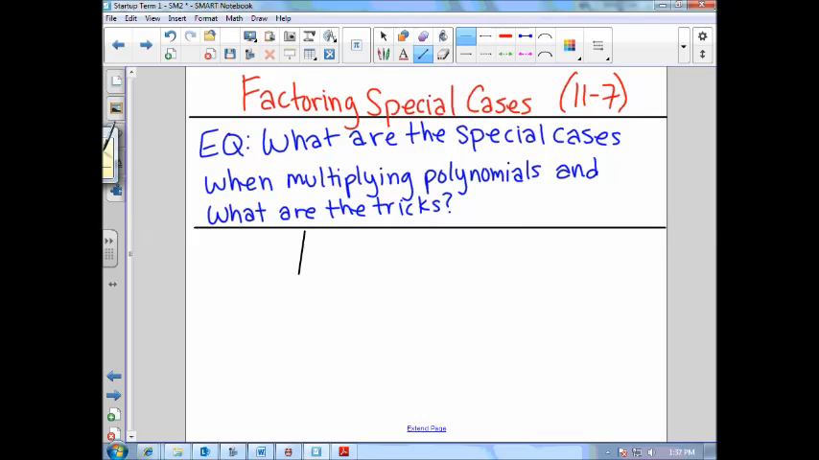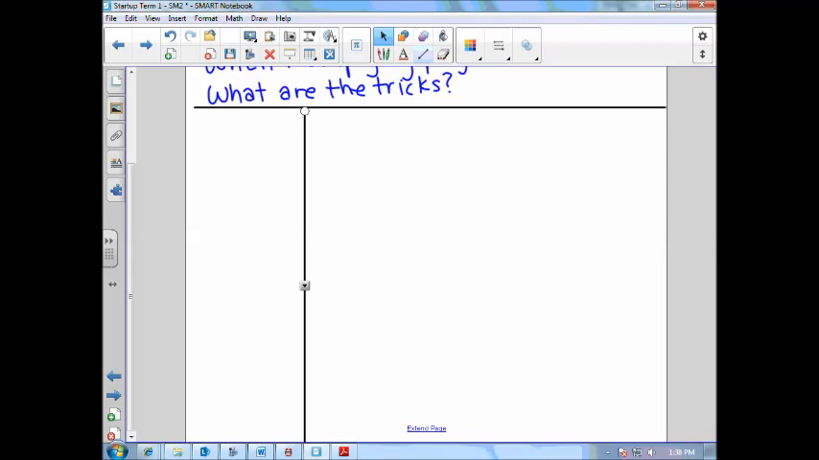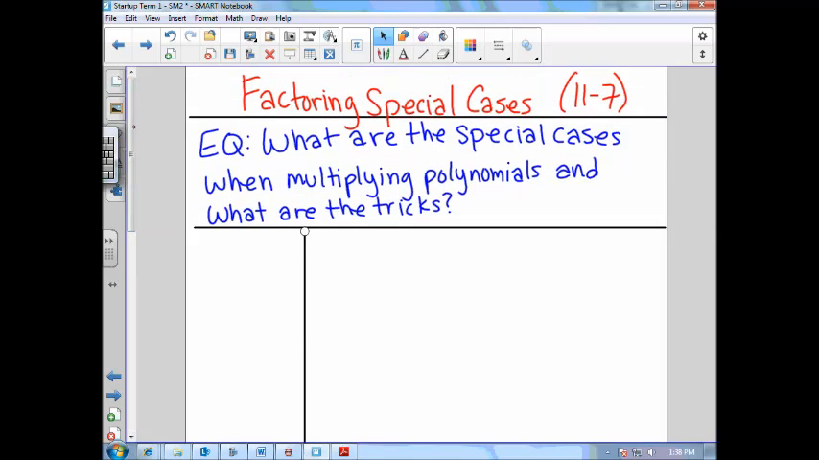Go ahead and draw your column now. There we go. Now I can fix it. You guys know I always go back up after I draw the column. What are the special cases when multiplying polynomials, and what are the tricks?